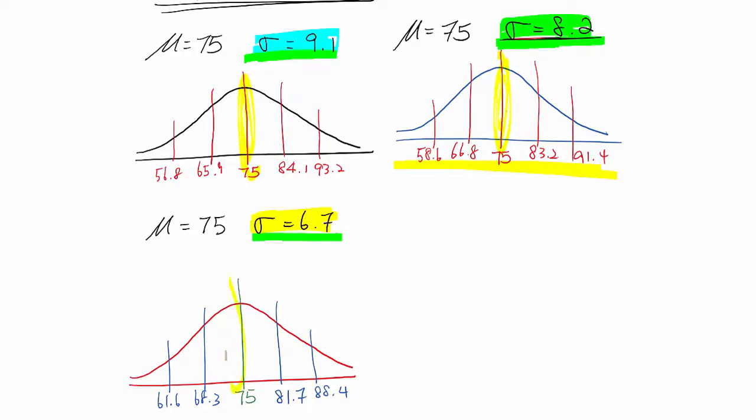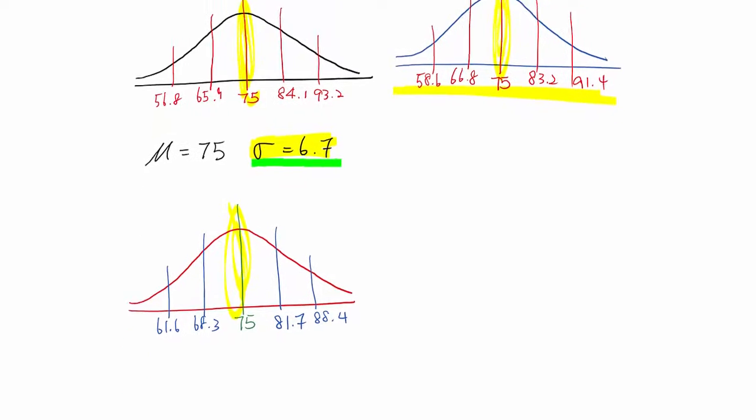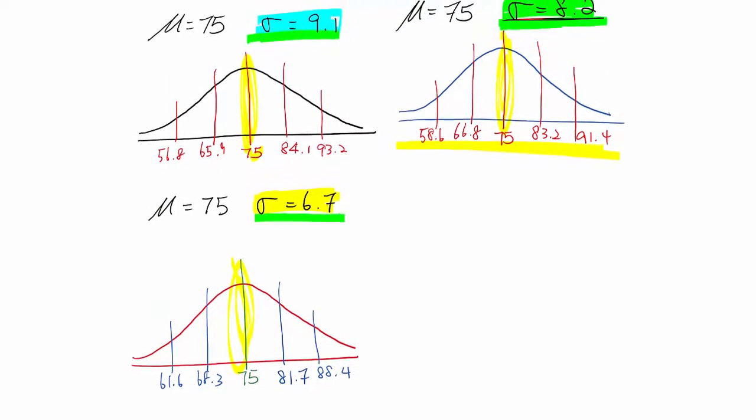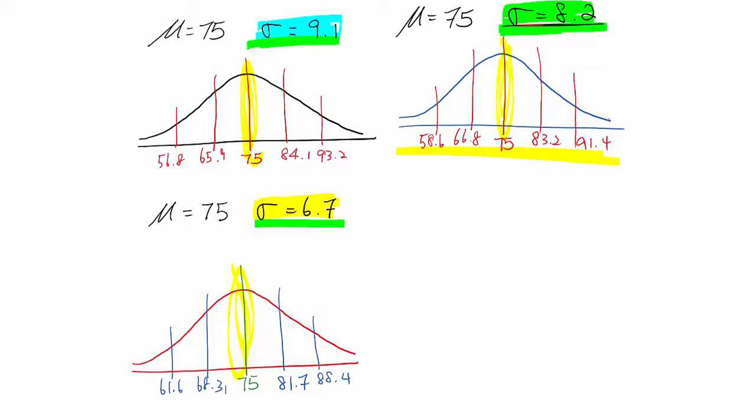Okay, but based on the sigma value, now the distribution range is changed. So the first set is between 58.6 to 91.4. The second set is 56.8 to 93.2, and the third one is 61.6 to 88.4. So even though the mean value is the same, because the sigma values are different here, now we cannot compare. So if I merge them together, do you know what's going to happen here?